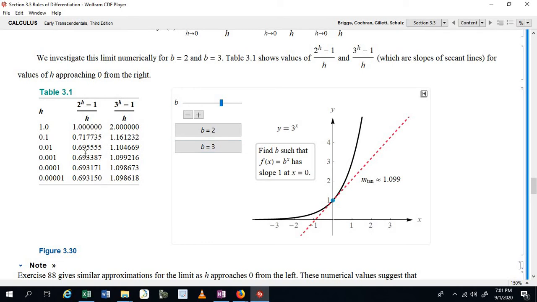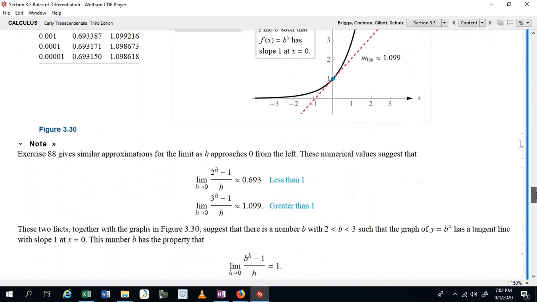Now, going back to this table here, I think you can see that if you want this limit to be 1 as h goes to 0, then the base is going to have to be somewhere between 2 and 3. Because if the base is 2, then this limit is 0.693, and if the base is 3, then this limit is 1.099, roughly. So it stands to reason that you would need a base somewhere between 2 and 3 if you want this limit to equal 1. And I think it's going to be closer to 3 than it is to 2, just looking at this table. Okay?